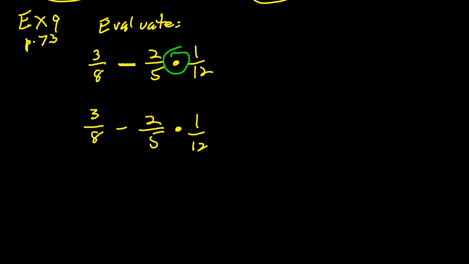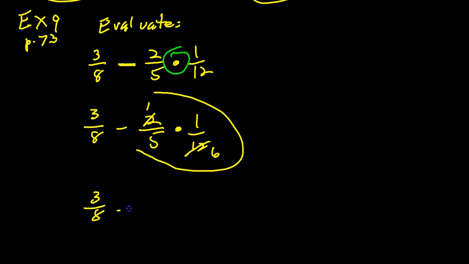Of course, I'm going to cross cancel first. 2 goes into 2 once. 2 goes into 12 6 times. So multiplying now across in these fractional expressions, I'll say 1 times 1 is 1 in the numerator. Downstairs, 6 times 5 is 30. So I'll have 3/8 minus 1/30.